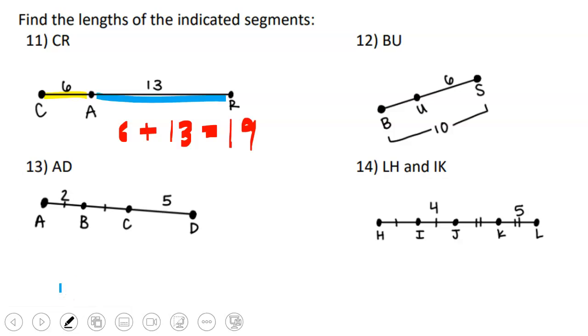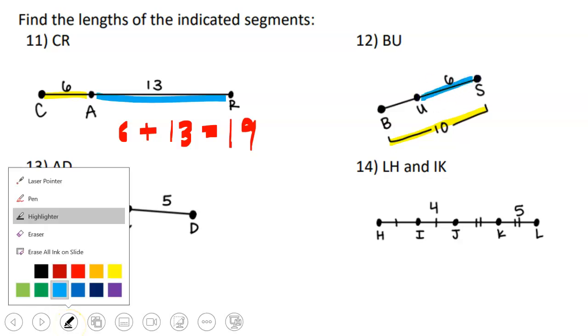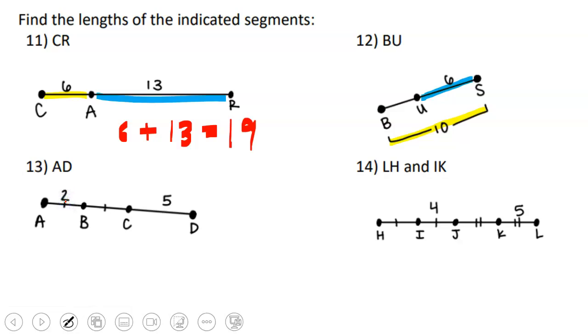So here we know that BS is 10. So all the way is 10. And from U to S is 6. So that means that BU would have to be 4. So that 6 plus 4 can give you 10. So BU, the length of the segment BU, is 4.